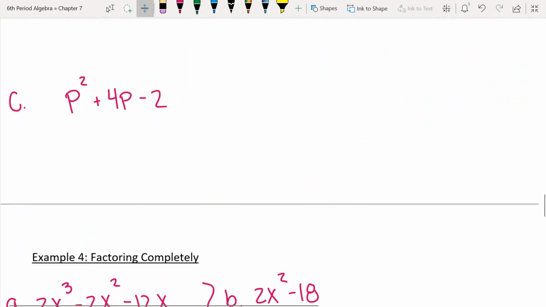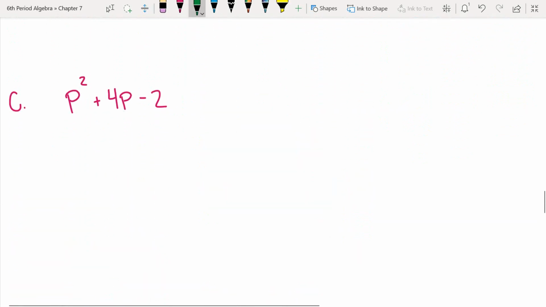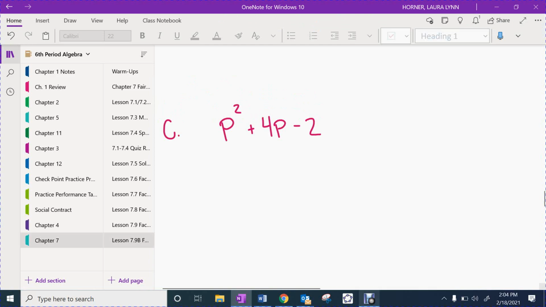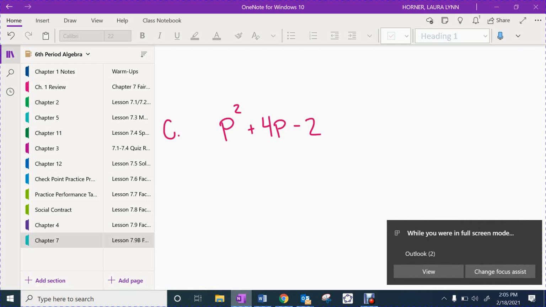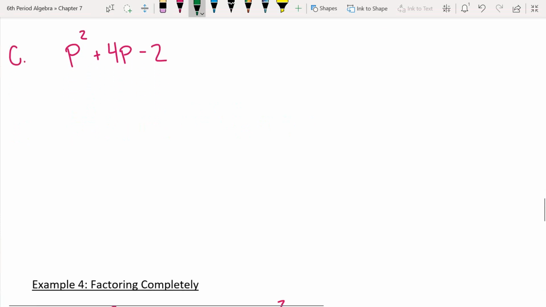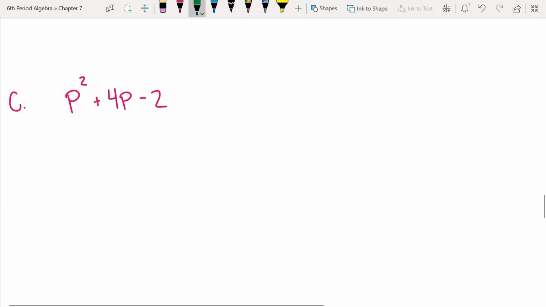Ooh, let's try this one. Let's try C. And I know this is a long lesson. I am sorry. It's just how it works out. Okay, so right now we have C, and this is the last one I'll do for you before I let you try some. We have p squared plus 4p minus 2.